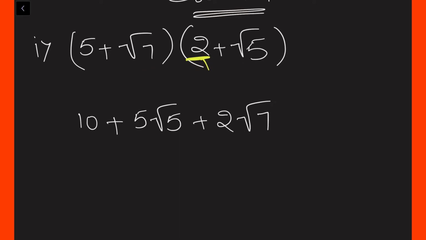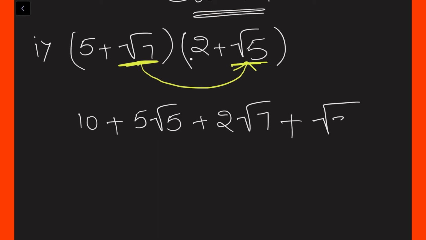Now second number into second number. Here second number is √7 and second number is √5, both plus, so plus into plus again. √7 into √5 is √35. Inside the roots we have 5, 7 and 35, all the radicands are completely different, so we cannot simplify it further. Answer is completed: 10 + 5√5 + 2√7 + √35.